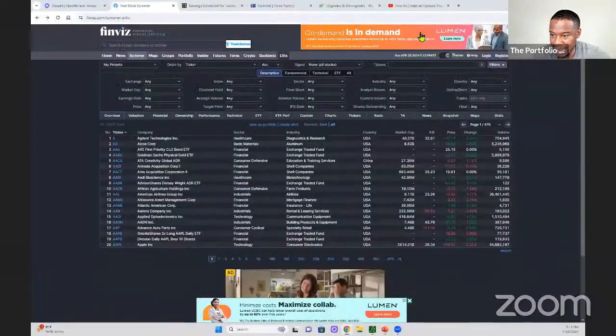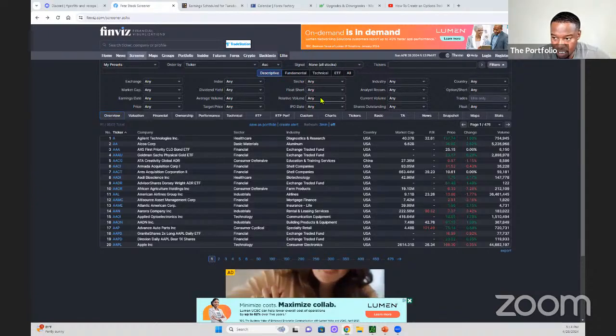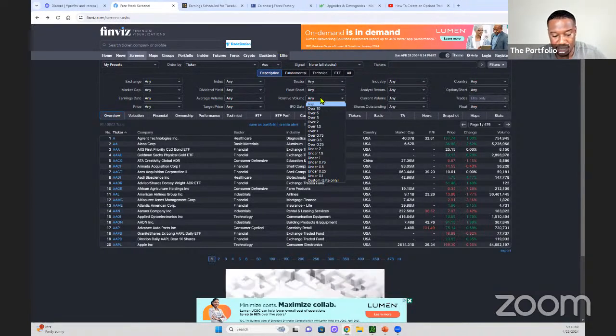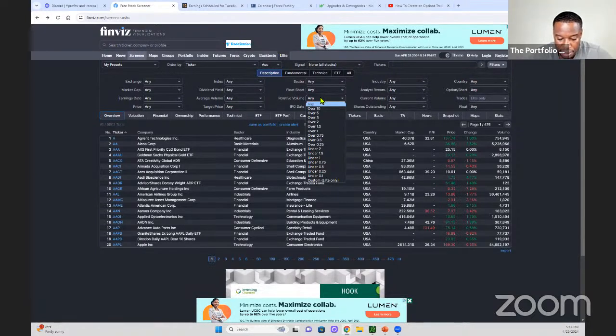All right, so going back to FinViz, you can run screeners to find the relative volume right here. Kind of going back to what I was saying in terms of relative volume, it compares the current volume to the past trading volume over time. Therefore, you can know exactly if that stock trades with high volume and what's going on with it.